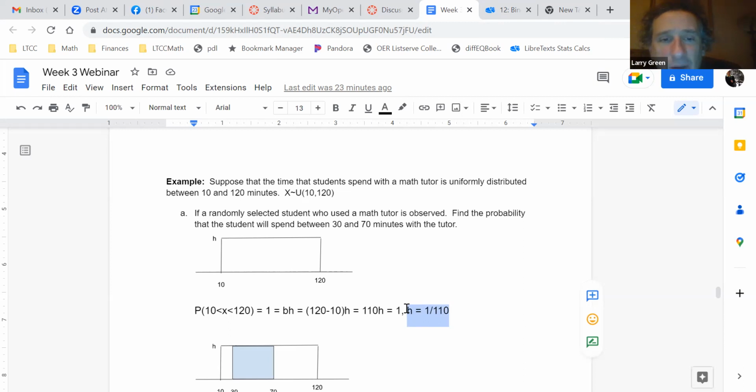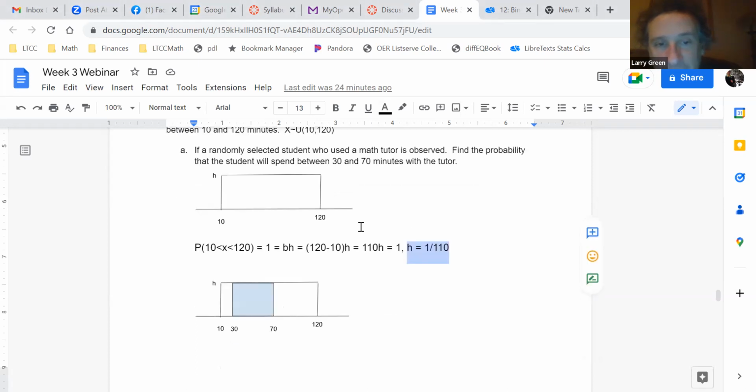Okay, so now that we know h, we can answer the question. That was our first step, to get h. The question is, what is the probability of being between 30 and 70? So now I'm going to draw the next picture. We want the probability of being between 30 and 70, so we want the area of this smaller rectangle here. Any questions on that?